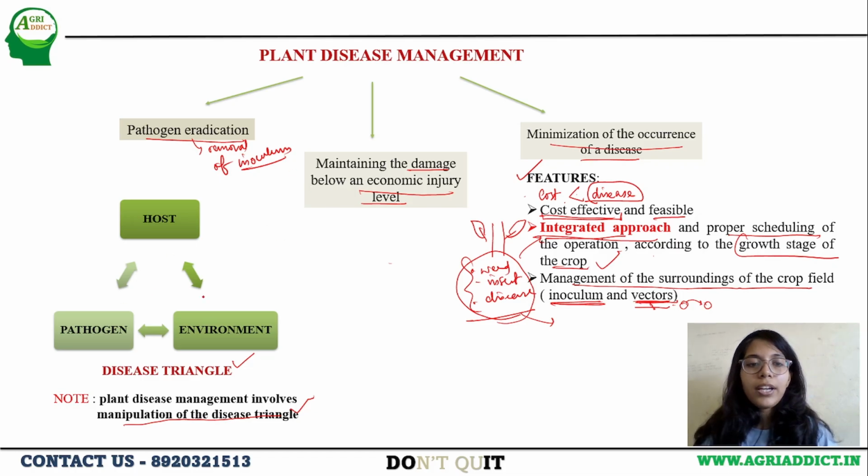So what is the disease triangle? It comprises host, pathogen, and the environment. The host should be susceptible to the pathogen. The pathogen should be virulent and the environment should be favorable. When all these three things interact together, it helps in the occurrence of the disease. So we need to manipulate the disease triangle.